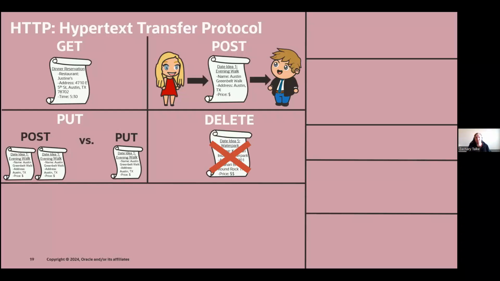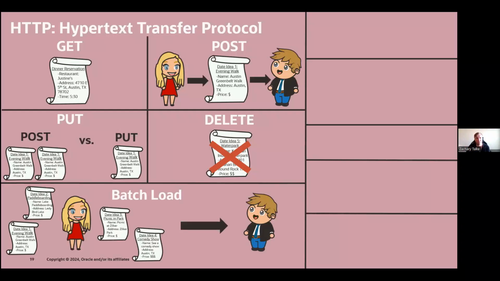Then you have DELETE. This is a request where, if you have the permissions, you can delete a resource that you specify. A good example of this is we have our list of date ideas and Montana doesn't like one of the ideas on this list, so she sends a DELETE request to me to remove it.